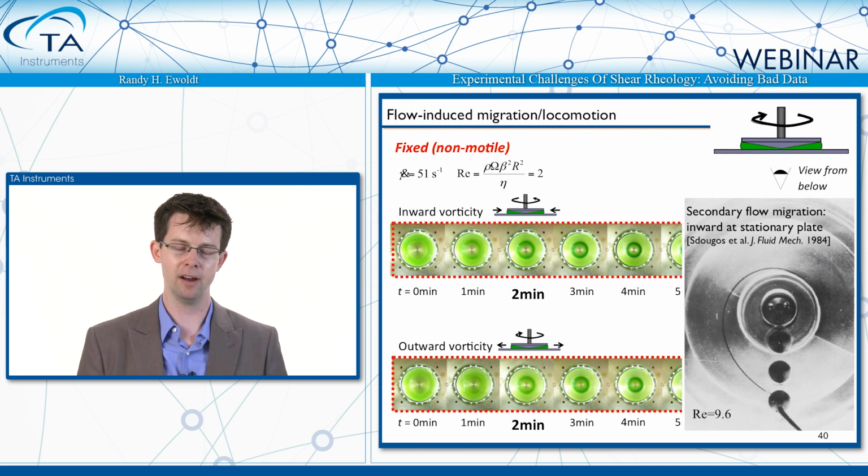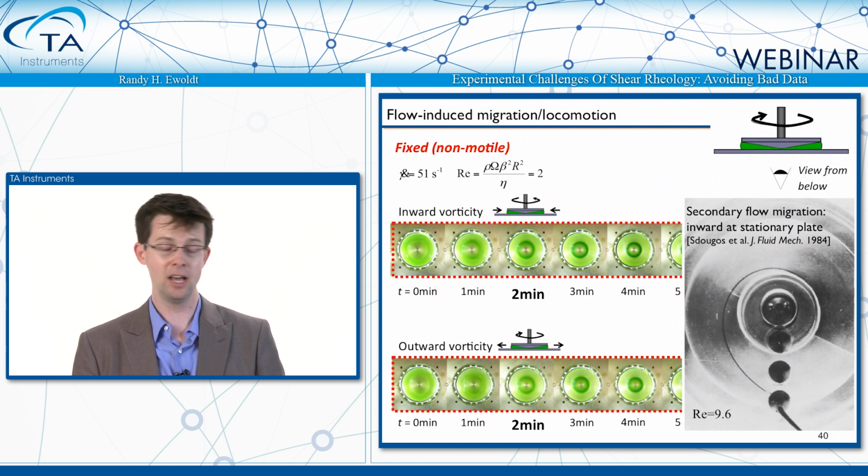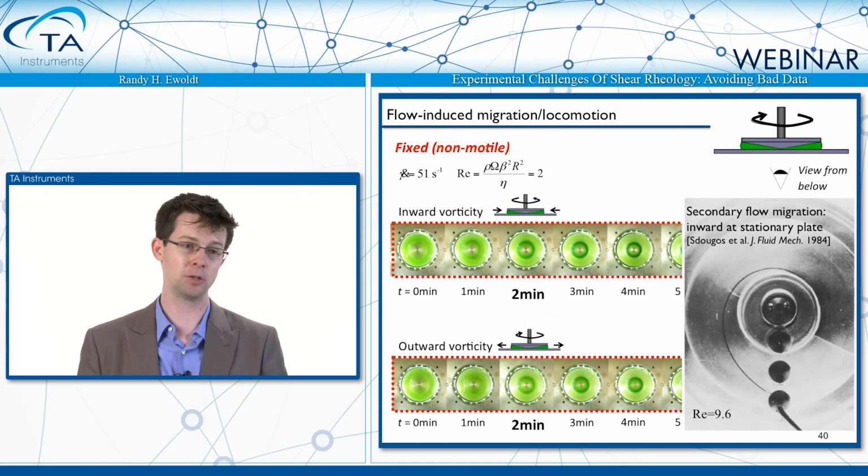There's this great paper from the early 80s that is very relevant here. This is shown at a Reynolds number of 9.6, where dye is injected, and this is a setup just like a cone and plate rheometer, but with a transparent plate on the bottom.